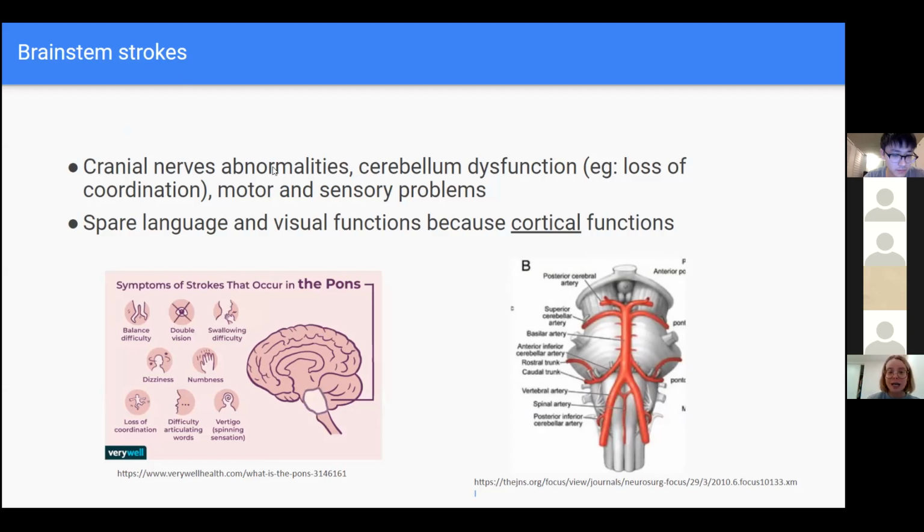So we have cranial nerve abnormalities, usually because the nuclei are in the brainstem. We have cerebellar dysfunction, for example, loss of coordination, because the brainstem and the cerebellum are usually connected, and those connections are being infarcted. And there are motor and sensory problems. Again, they will spare language and visual functions because those are cortical functions and not brainstem functions. Here on the right, I showed a little bit of the brainstem anatomy that we saw earlier, and this is where the stroke could happen if there's a brainstem stroke.